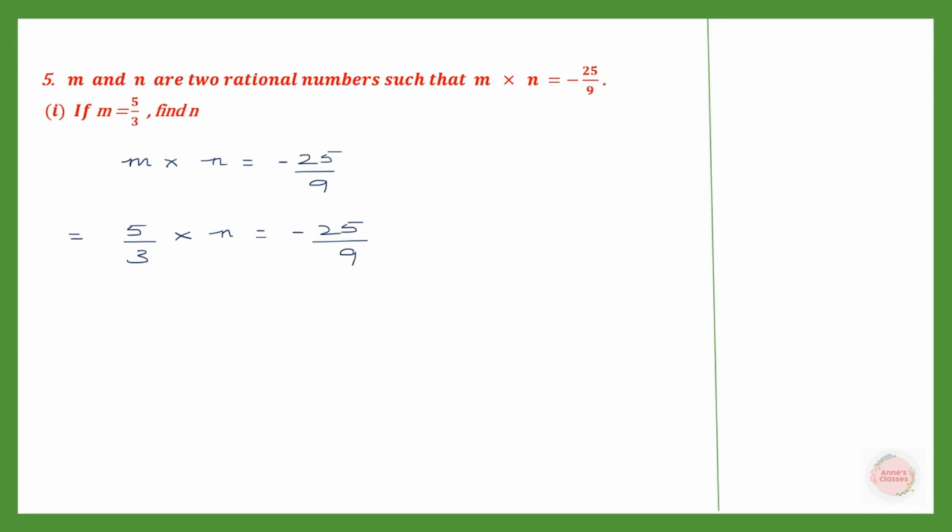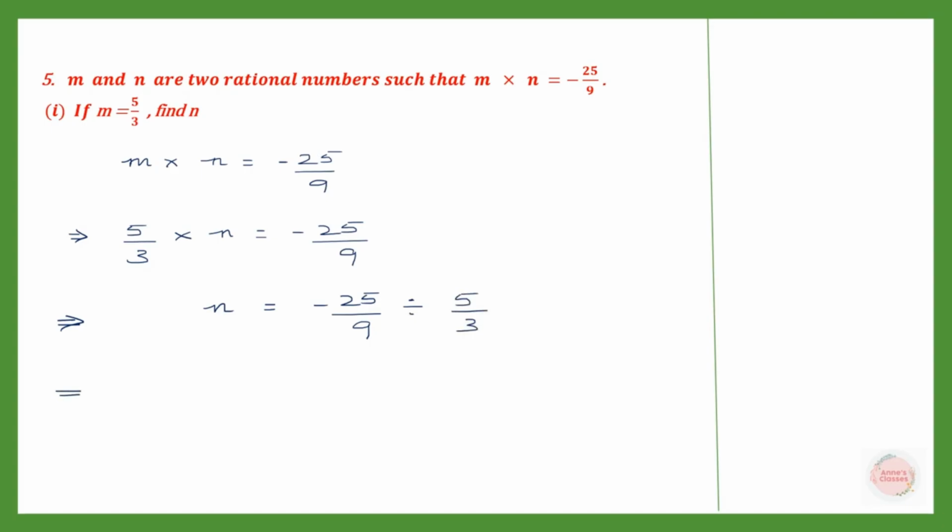As you can see, this is in the form of an equation, isn't it? Now we have to find the value of n. To solve for n, we're going to leave n here and we're going to move this 5 by 3 to the other side. And when we move 5 by 3 to the other side, since it is multiplication, it will turn to division. So let's follow those steps carefully. So we are going to find the value of n. On the right hand side, we have minus 25 by 9. We're writing as it is. Now we're going to transpose 5 by 3 to the other side. So since it's multiplication, this will become division, divided by 5 by 3.